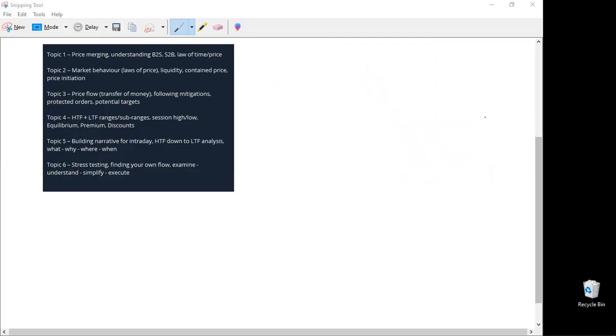So topic 6, this is the last, final topic. So: stress testing, finding your own flow, examine, understand, simplify, execute. If people didn't know that already, that is basically use.